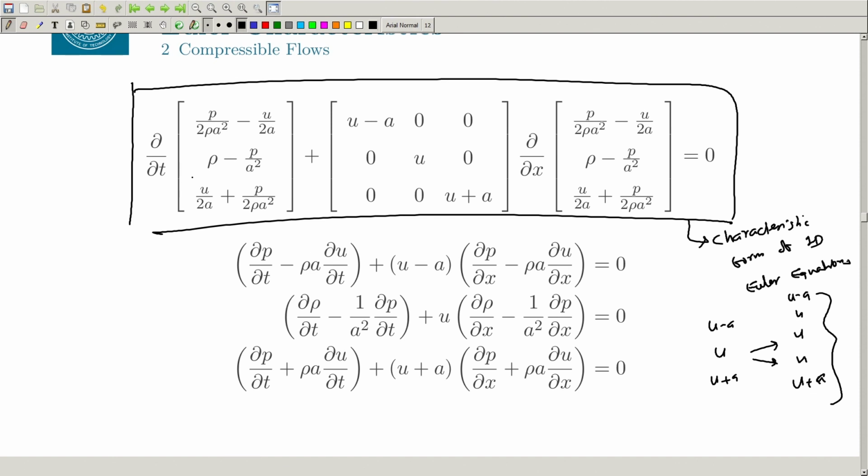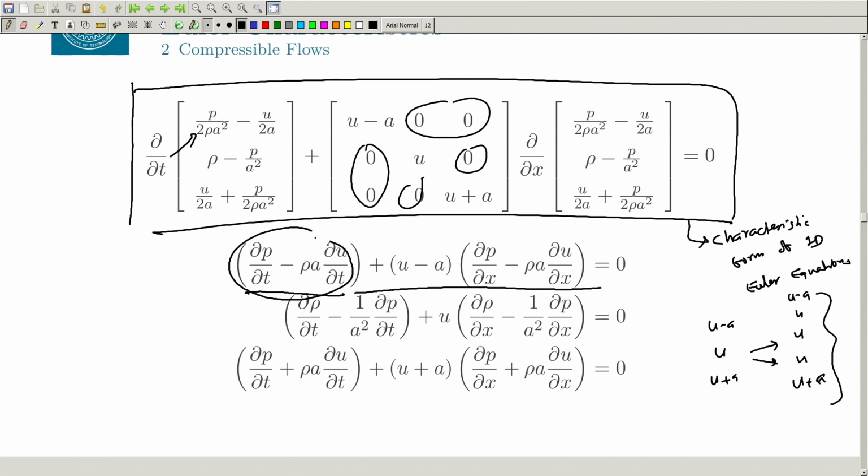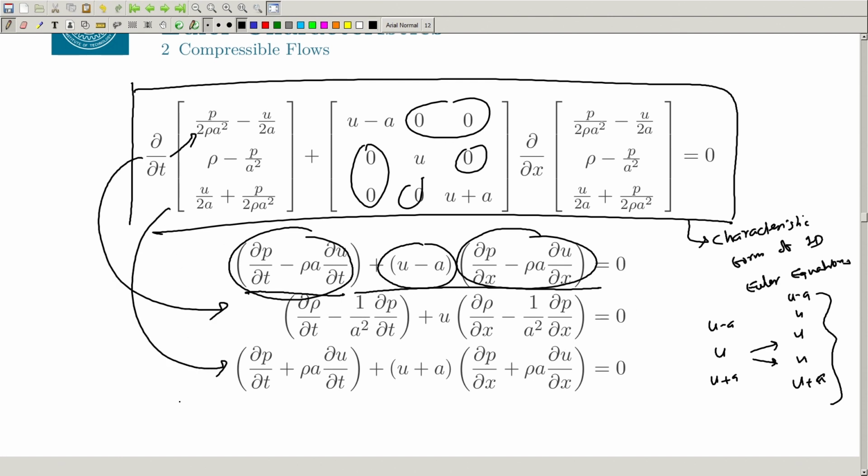So, you can decouple the equations and write them. If you take one equation at a time, because these are all decoupled and all these elements are 0, you can see these are decoupled equations. You can write dp by dt, and you can remove some terms. So, this will become rho a du by dt, with u minus a. This is the variable that you have, which is propagating at the speed of u minus a. Similarly, you can write for the second one, and similarly for the third one. So, these are the 3 characteristic equations that we got.